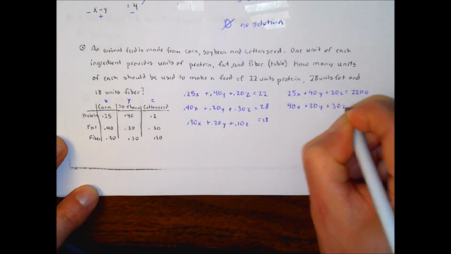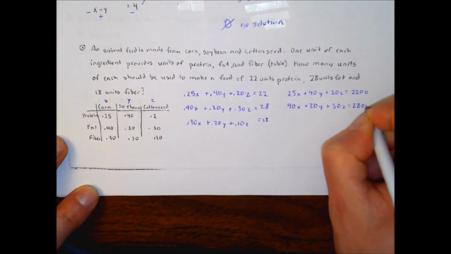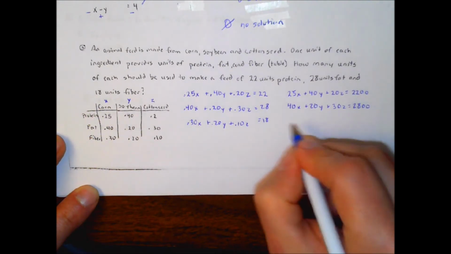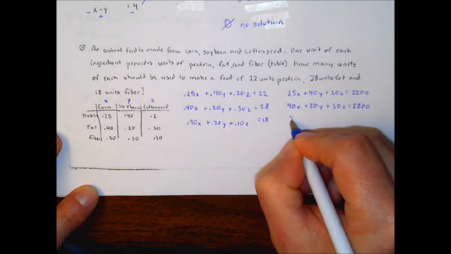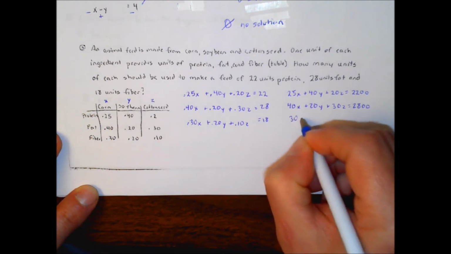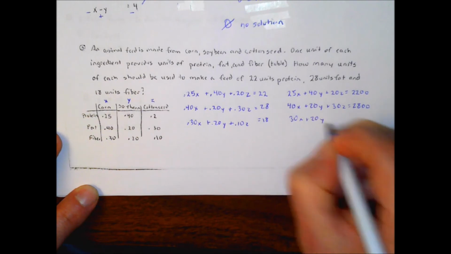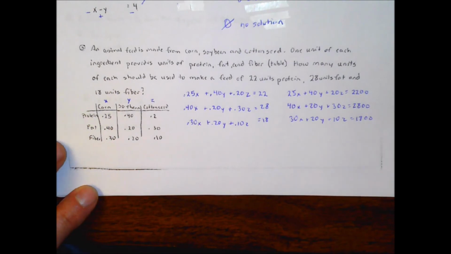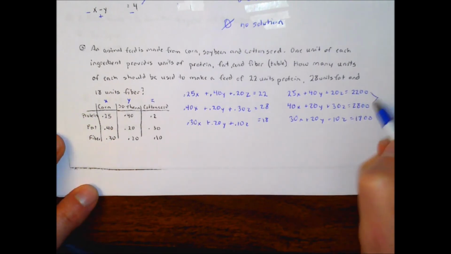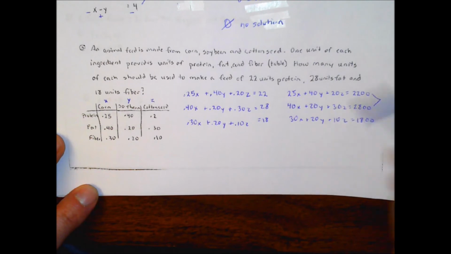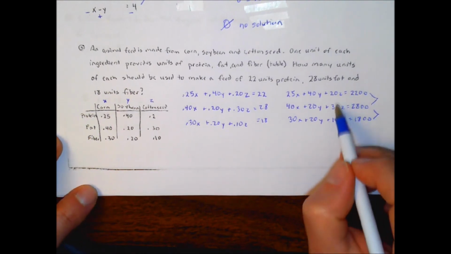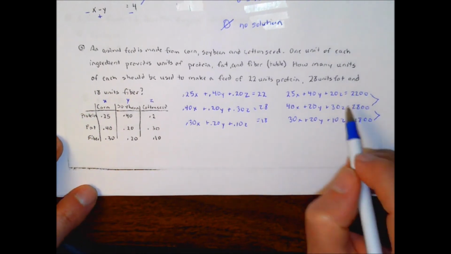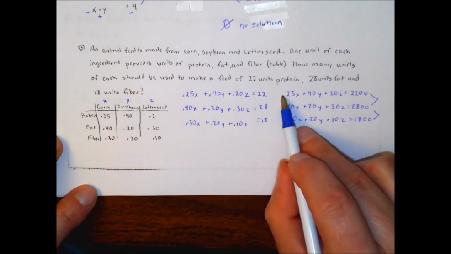So eliminate your z's. You got 60, right? We can get them both to be 60. So multiply up here by 3 and here by 2, -2. Okay, and eliminate and so forth. You'll get x is equal to 40, y is equal to 15, and z is equal to 30 after you work it all out. So therefore, to get these specifications, we need 40 units of corn, 15 units of soybean, and 30 units of cottonseed.